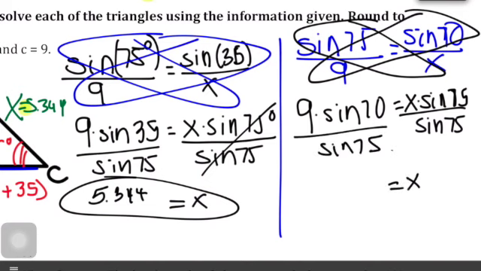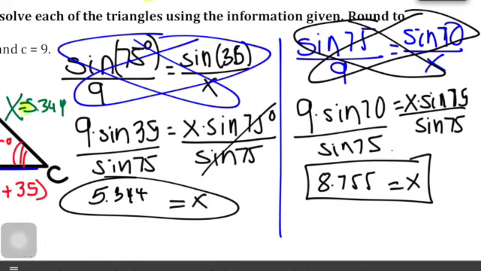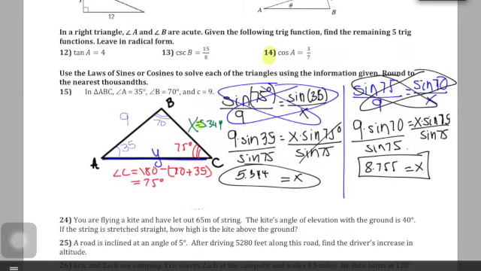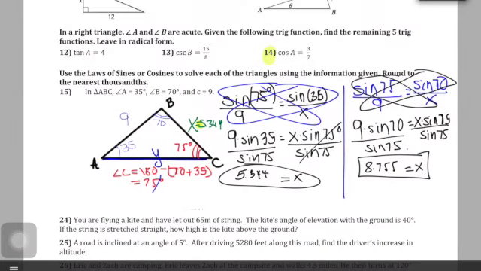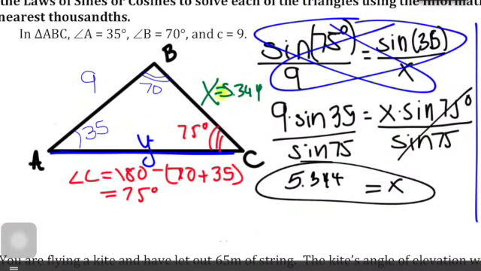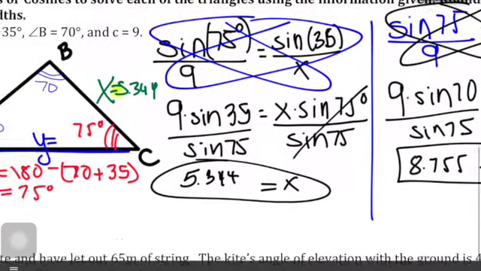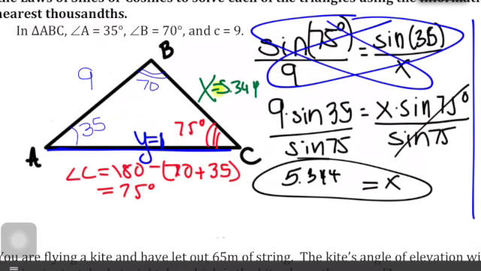Go ahead and just plug that all into our calculator. So 9 times the sine of 70 divided by the sine of 75, and now I've got 8.755. Perfect. Now I've solved for every piece of the triangle. So now I know that side y is equal to 8.755. And there we go.